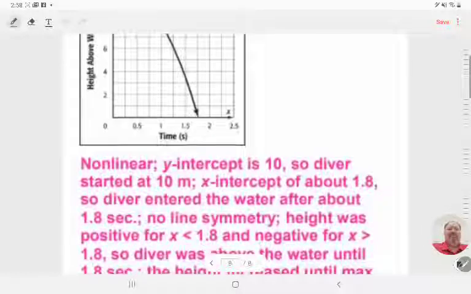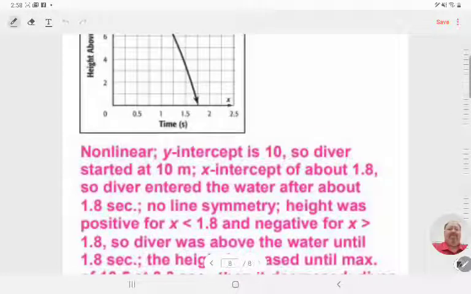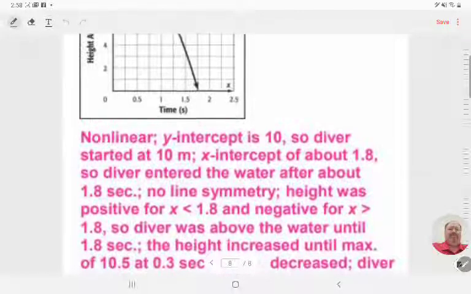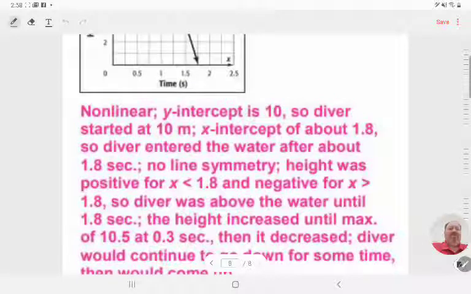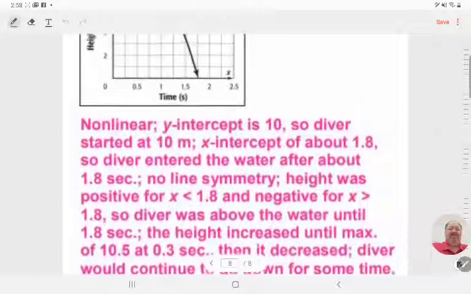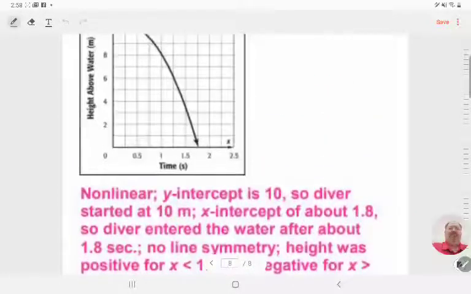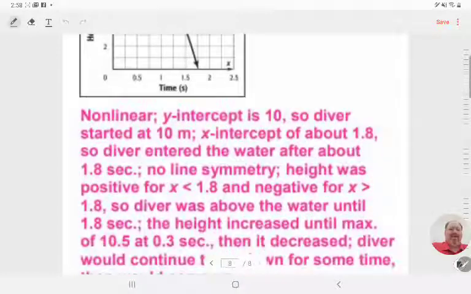Okay? There's no line symmetry. The height was positive for x less than 1.8 and negative for x greater than 1.8. So what does that mean? That means the diver was above the water until 1.8 seconds. He jumped, took 1.8 seconds, then he was in the water. The height increased until max at 10.5 at 0.3 seconds, then decreased. So that means the diver jumped at 10, he went up into the air a little bit, and then he came down to the water.